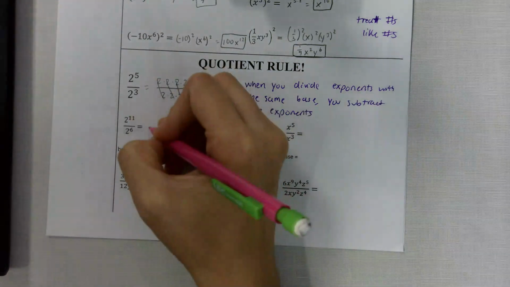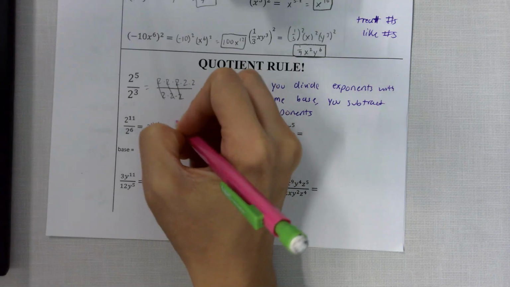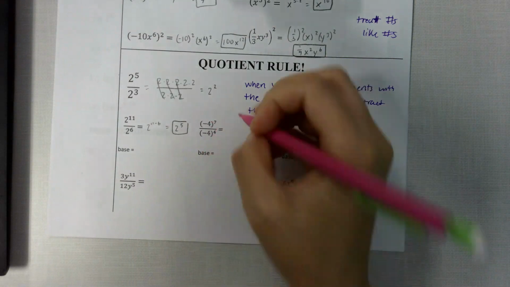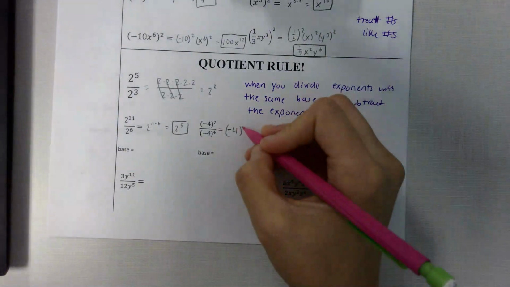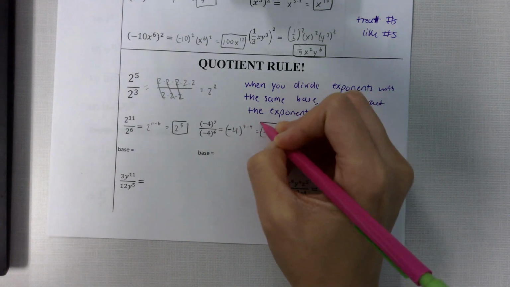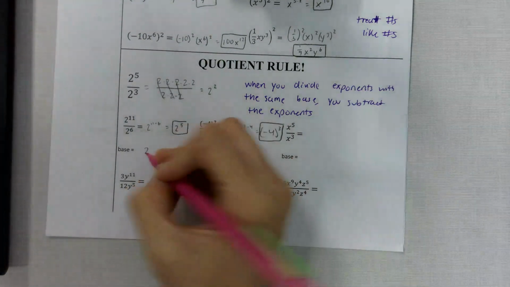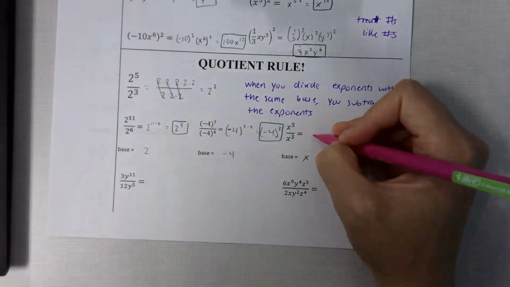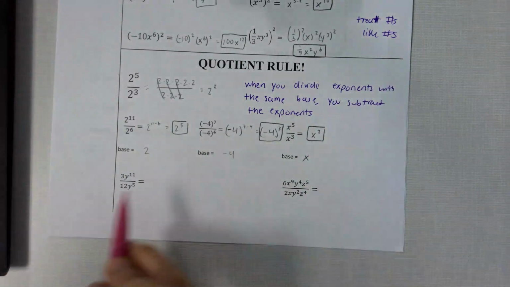So here we have 2 to the 11th minus 6 equals 2 to the 5th, right? We're in the same base. We have base of -4. Make sure to keep that parentheses. -4, 7 minus 4 equals -4, parentheses to the third. And let's write our base here, right? Our base is 2, our base is -4 here, our base is x, so we do 5 minus 3, x squared.